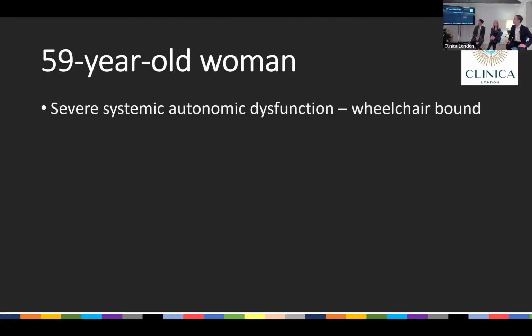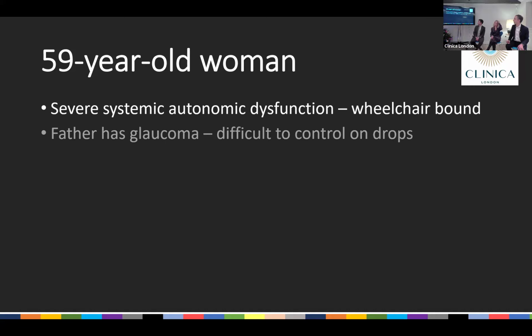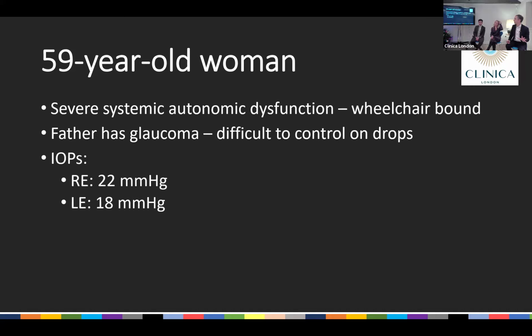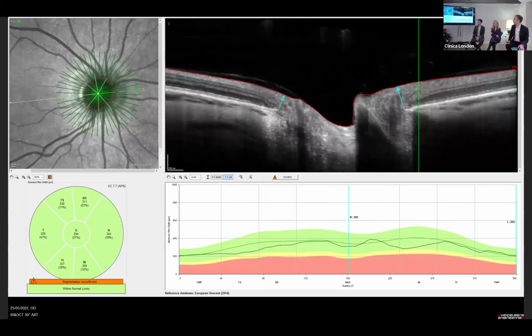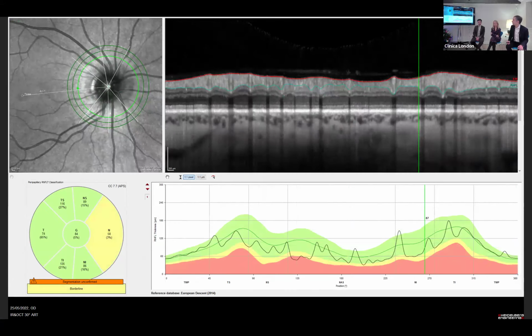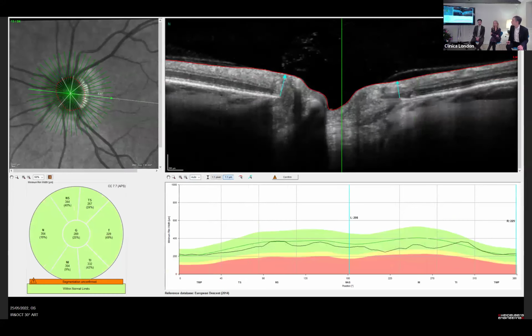So a few cases. This is a 59-year-old woman. She's wheelchair bound. She has autonomic dysfunction. Her father had glaucoma. Pressures were slightly higher on the right than the left. Visual fields completely full. This was her right eye. Normal, this is the Bruch's membrane opening minimum rim width compared to a normal reference database, looks normal. A circumpapillary retinal nerve fiber layer, not bad. I'd like to know what it was 5 years ago to know for sure.